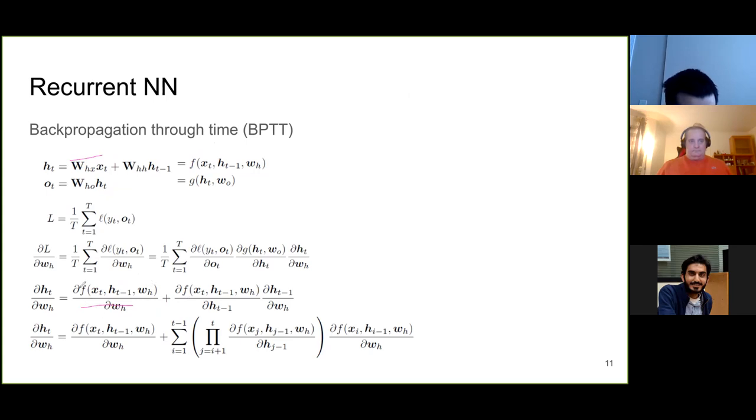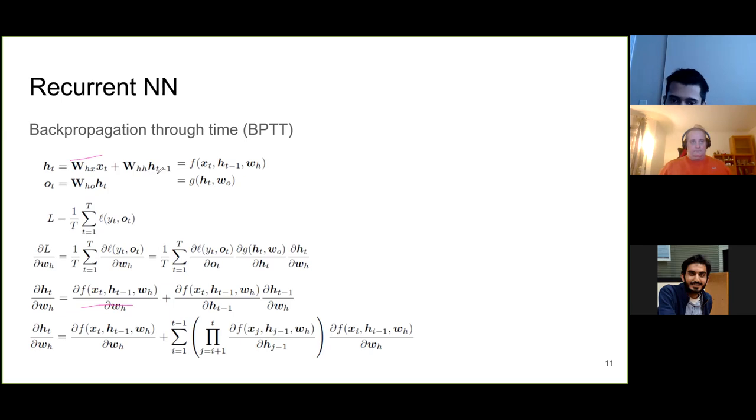And how did we get here? Why are we doing this? Oh yeah, right. So we are finding HT in terms of WH. So we can directly differentiate this with respect to WH, and then this term remains. First of all, when we differentiate with respect to WH, if we assume that this HT minus one does not depend on WH, then this becomes zero. This cancels out and only this term remains.